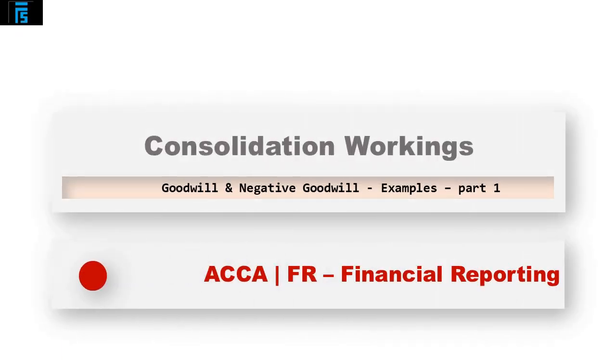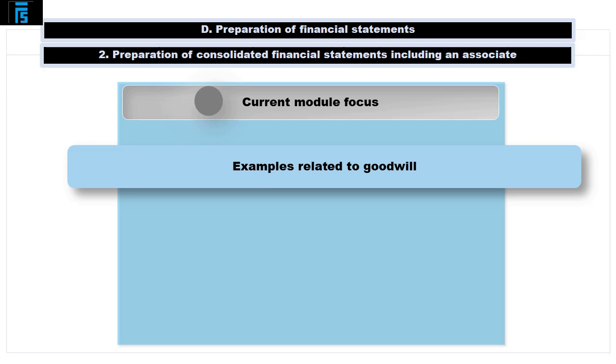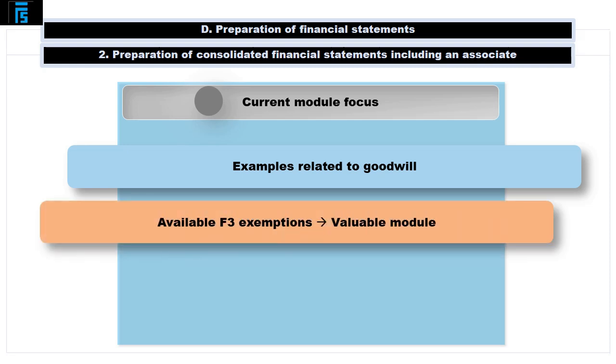In this follow-on module to the section devoted to goodwill and negative goodwill, we will be exploring a number of worked examples with the aim of putting together a comprehensive framework for solving F7 exam consolidation questions. This will be especially valuable and crucial to those of you who received an exemption from the F3 financial accounting paper and did not therefore have an opportunity to get yourselves acquainted with the recommended approach to tackling these problems.